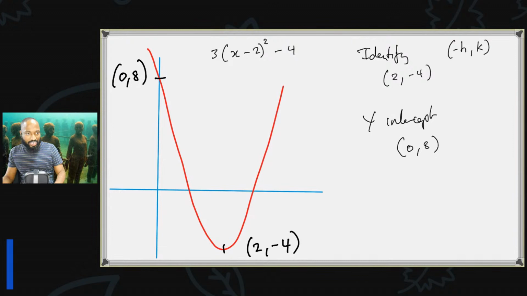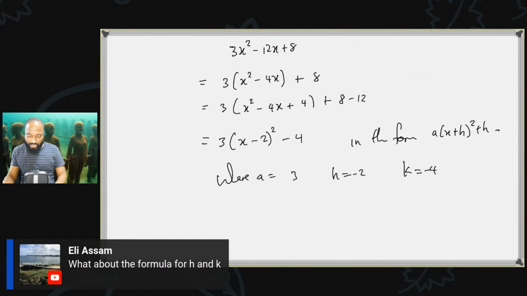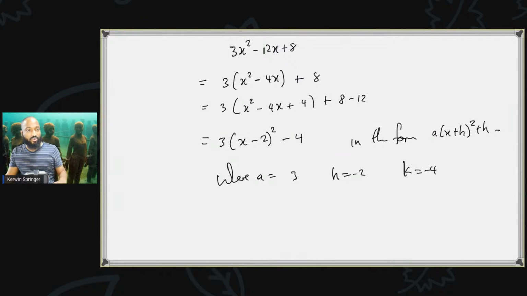Formula for h and k, yes. You can use the formula for h and k, but for the last two, I just use this method. All right, for the next time I complete the square, I'll use the formula method. Earlier on in the video, I used the formula method. How do you get the 8 from here?